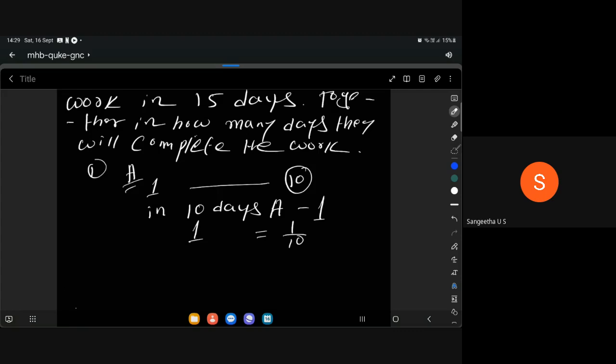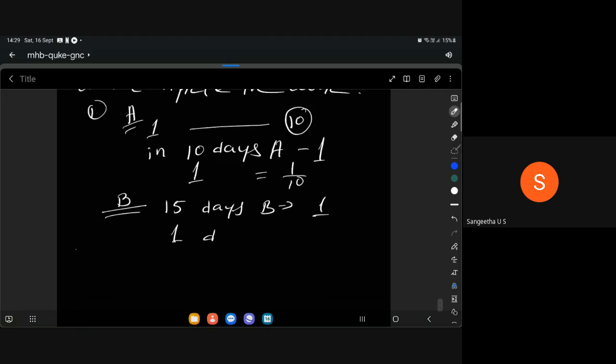Similarly, if you consider B, he is doing the same job in 15 days. In 15 days, B is doing the same work. In 1 day, he will do 1/15. We have found out the work executed by A and B for 1 day. Now we know A can do this much work in 1 day and B can do this much work in 1 day.